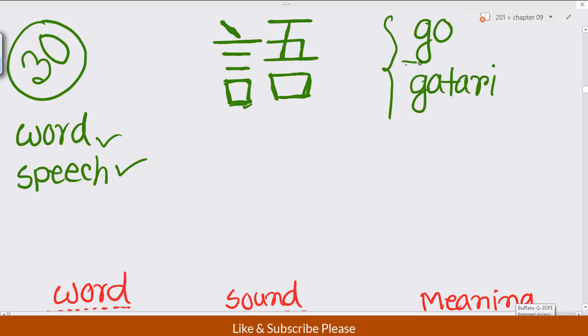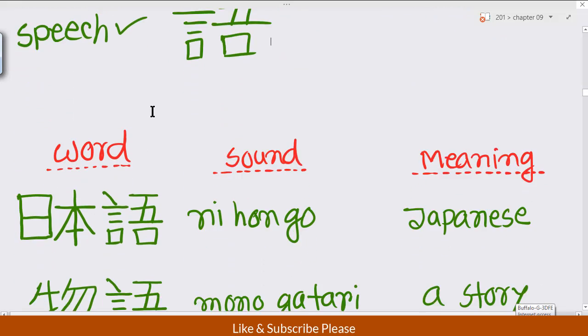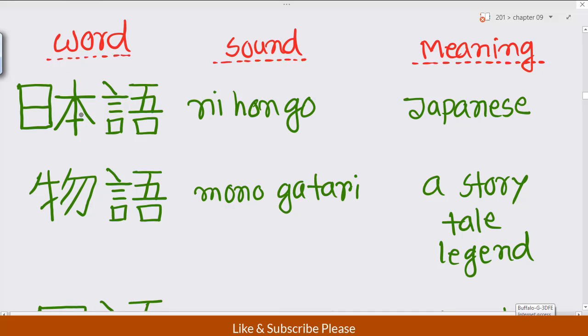It sounds like go, and also gatari, or sometimes katari. Gatari and katari. So again, if I write freehand, so here, this is the kanji. So what sound and meaning? By using this kanji, here is a complete word like nihongo, sounded nihongo, Japanese. That means the Japanese language, nihongo. So here is the kanji like that.